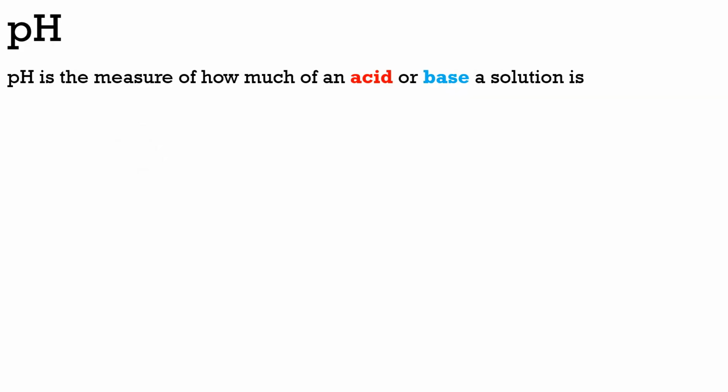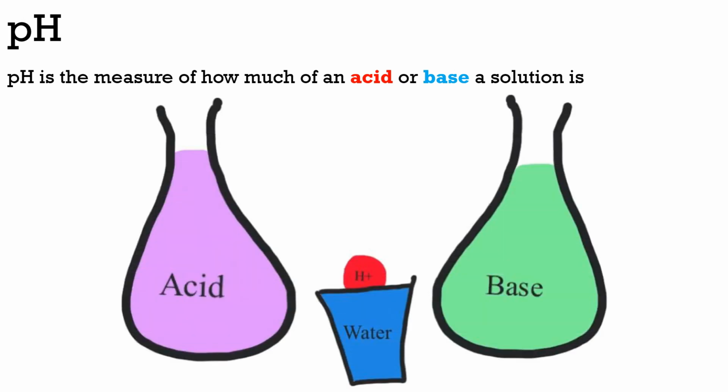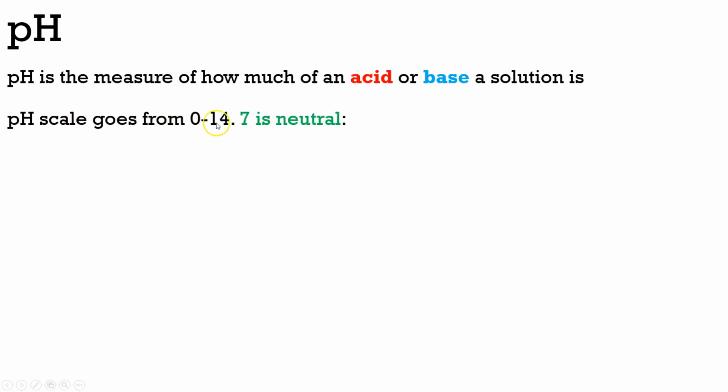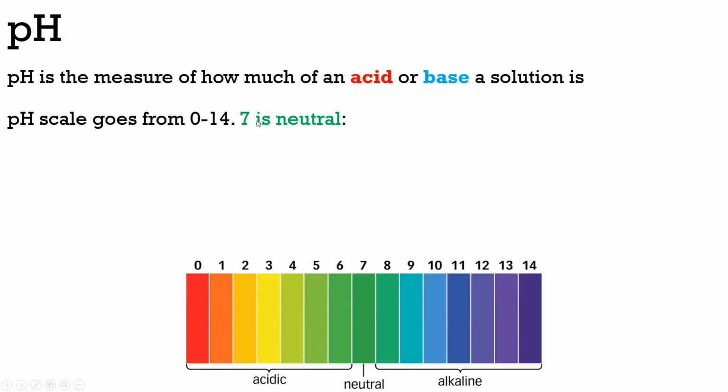Lastly, we need to talk about the chemistry term pH. pH you usually see when they're talking about water. Is this water solution more of an acid or is it more of a base? And everything here has to do with this H plus there, these hydrogen ions. The pH scale goes from 0 to 14 with 7 being neutral. This is the basic setup.